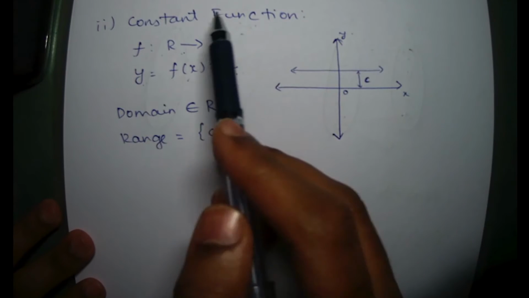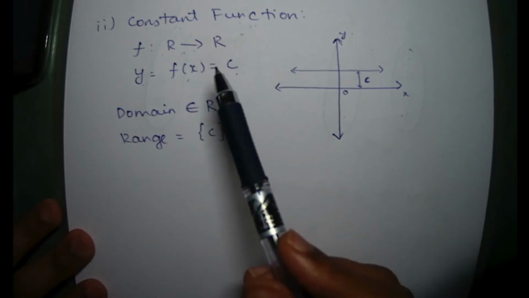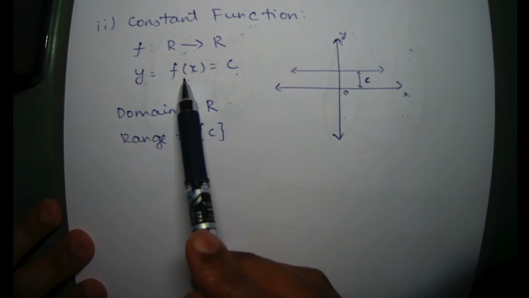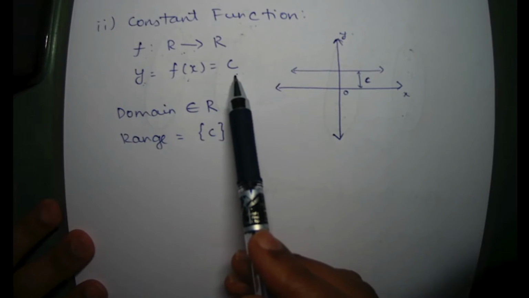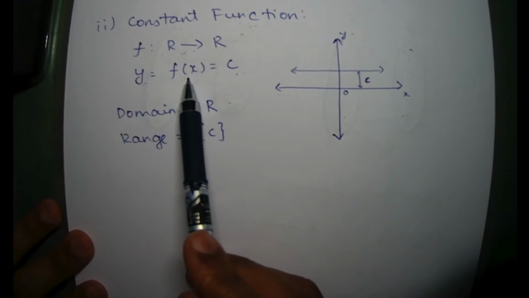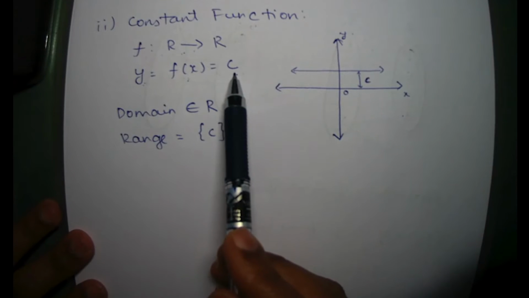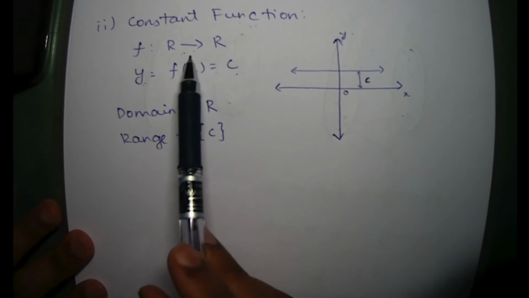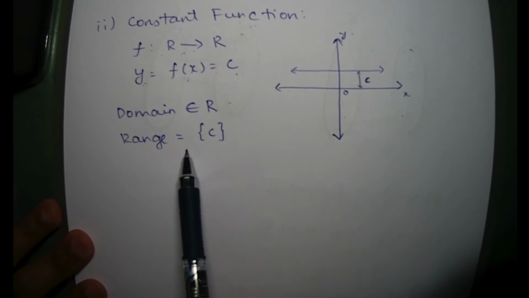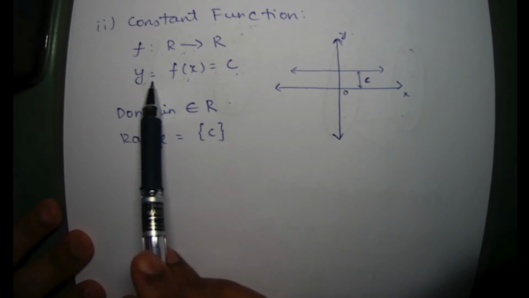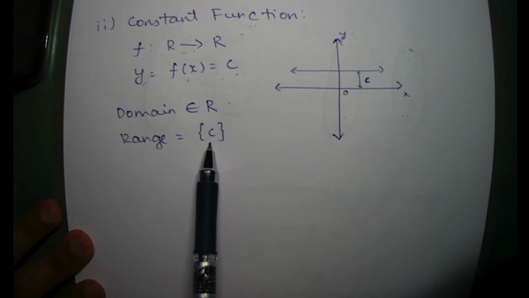The second function is a constant function. This function is again defined for real numbers, and the function is given as y is equal to f of x, which is equal to c. c is any constant value. So we see that for any given value of x, the value of y does not change, which is equal to a constant number. So the domain is R, since the function is defined for real numbers. The range is equal to c because the value of y is not changing for any given value of x. So the range of the function is the constant value c.